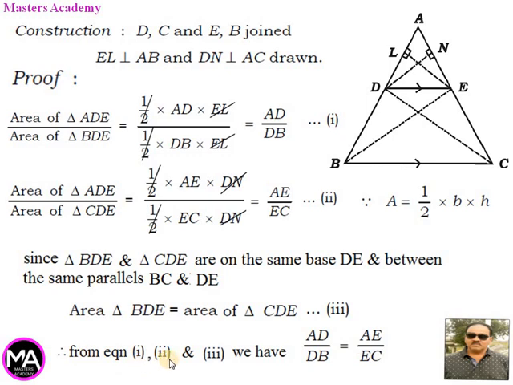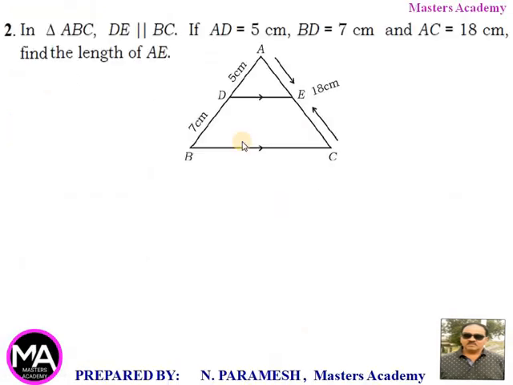From equation 1, equation 2 and equation 3 we have AD by DB is equal to AE by EC. Second question, in triangle ABC, DE is parallel to BC. If AD is equal to 5 cm, BD is equal to 7 cm and AC is equal to 18 cm, find the length of AE.